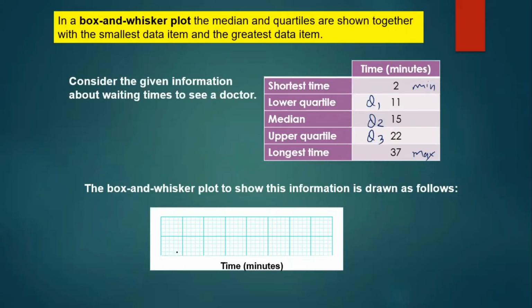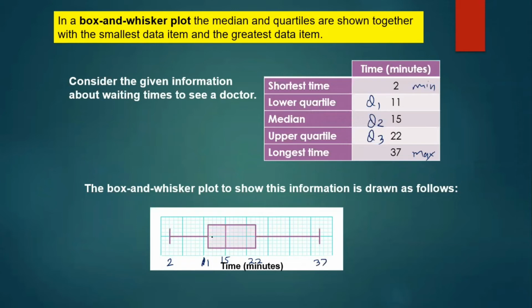Now we start plotting the minimum value, which here is 2. Then we go for the lower quartile, Q1, which is 11 over here. Then our median, which is 15. Look at this data, so 2, exactly 2. You can see the scale. You can note down all the values starting from 0, 1 to 3, or you can simply represent only the minimum and maximum values and the quartiles. Then goes your upper quartile, which is 22 over here, and then the longest time, which is 37.